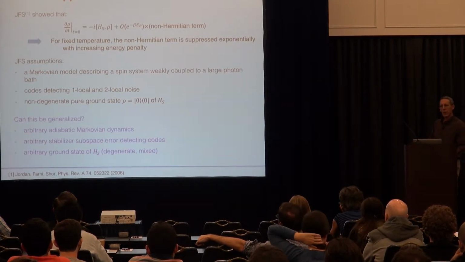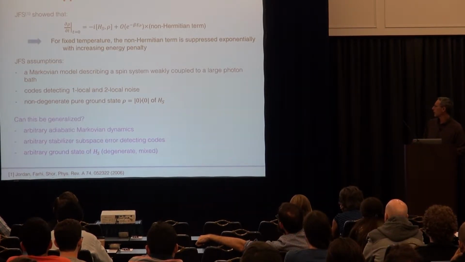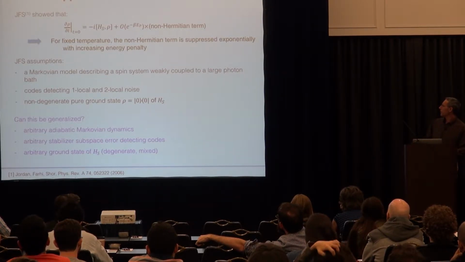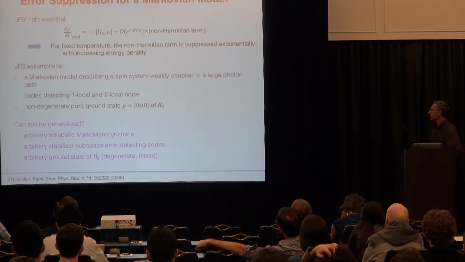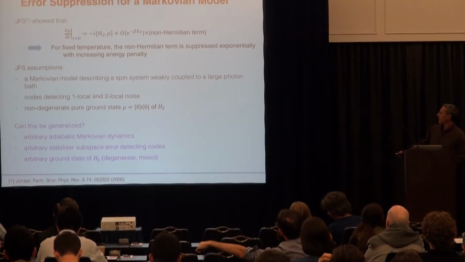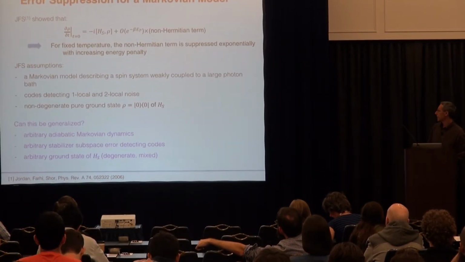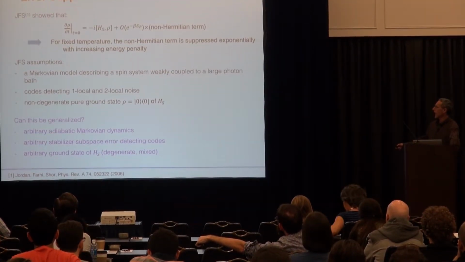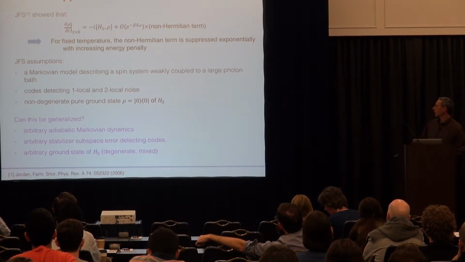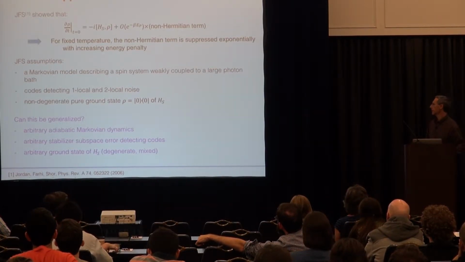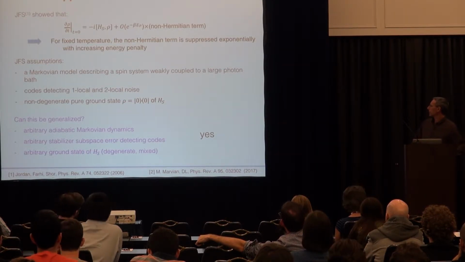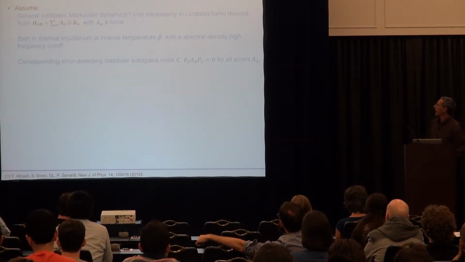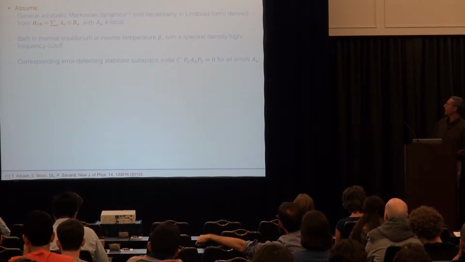So the first question I'd like to answer is whether this work can be generalized. In particular, instead of the specific model, can we deal with arbitrary adiabatic Markovian dynamics? Instead of these specific codes, can we deal with arbitrary stabilizer subspace codes? And can we even relax the assumption of a pure ground state and deal with arbitrary, degenerate, mixed ground states? And the answer is yes, and the work is in this paper with Milad Marvian that was published this year. So very briefly, let me explain the result that we found in this paper.